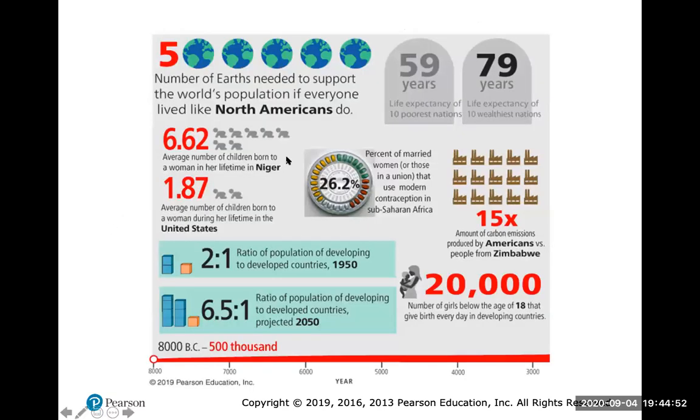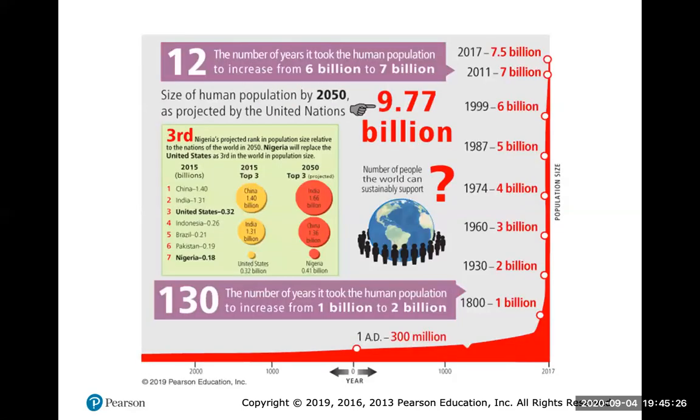So this is a look at the average life expectancy of the 10 poorest nations versus the wealthiest nations. The average number of children born to a woman in her lifetime in Niger, which is a country in Africa, versus a woman in the US. And then just some other factoids that you can see here. 5 Earths are needed to support the world's population if everyone lived like we do, because in North America, we're such a consumerist society. And that's true. You can go on Amazon Prime and get something delivered to your house in a day or two. It's amazing how consumeristic we've become.